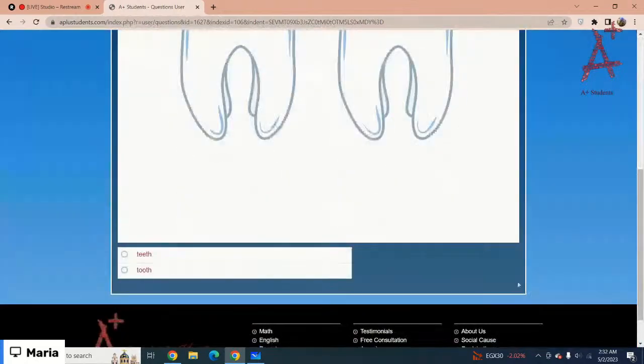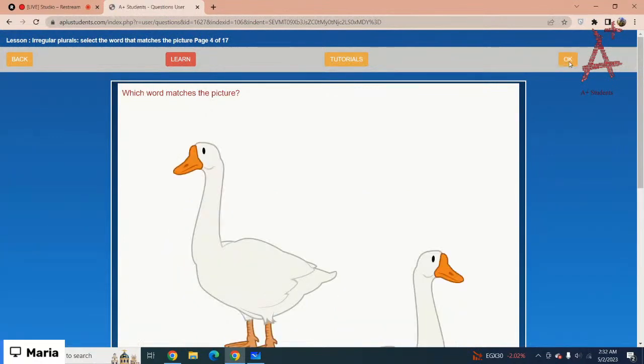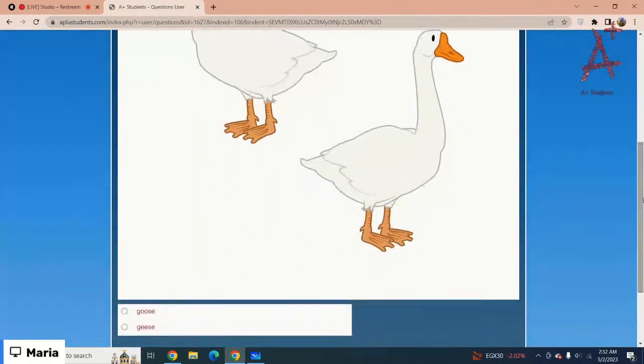Okay, tooth or teeth, which is the correct option? They are teeth. Just one is tooth, and the plural is teeth. Goose or geese, which is the correct option? The singular one is goose. The plural is geese. It would be geese.